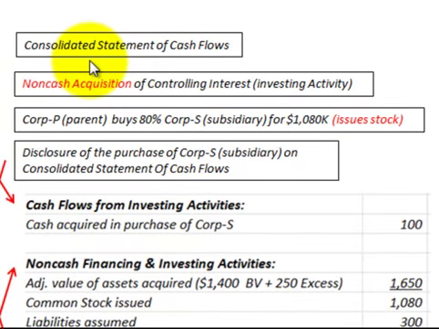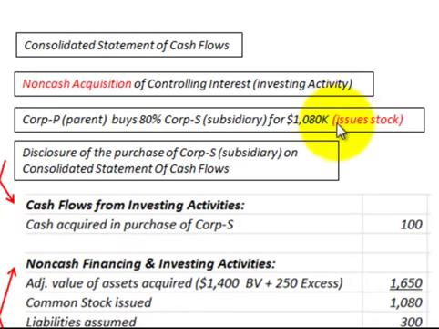Okay, here we're going to be looking at the consolidated statement of cash flows, and at what we have to disclose for a non-cash acquisition of a controlling interest, which is going to be an investing activity. So for example, Corporation P, the parent, buys 80% of Corporation S, the subsidiary, for $1,080,000, and they're not going to pay cash.